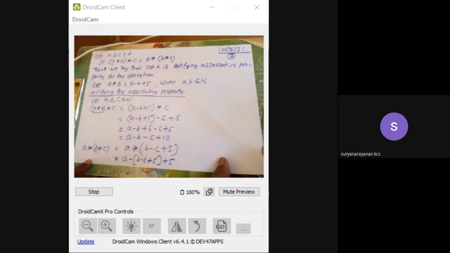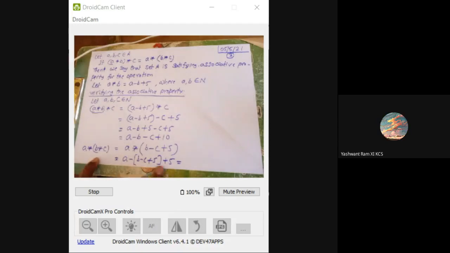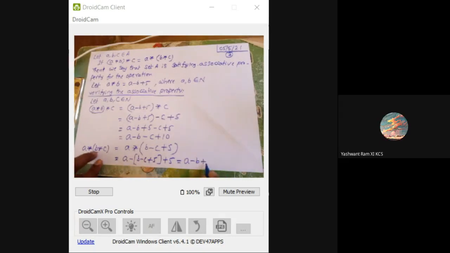Now, tell me, how do you simplify here? What will you get here? Yashwant Ram, can you tell me? A minus B minus C plus 10. No, you are mistaken. Check once. A minus B plus C minus 5, sir. Yes, very good.